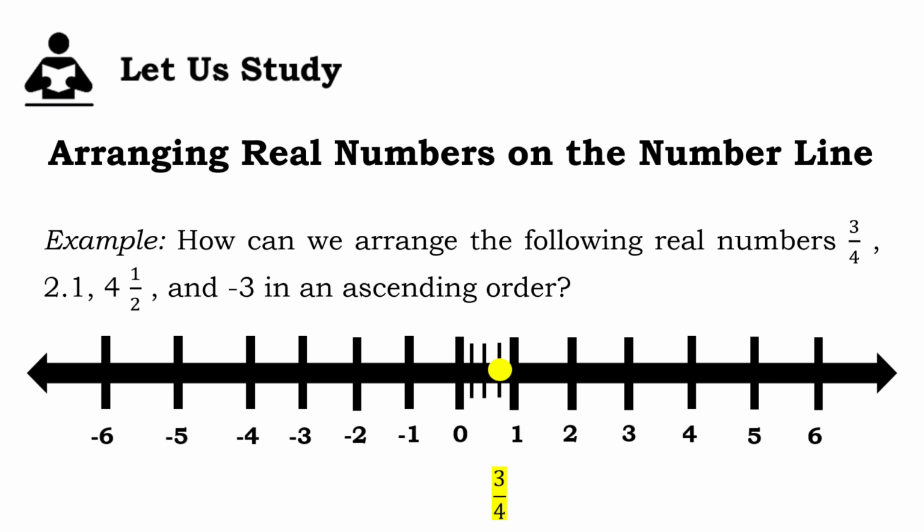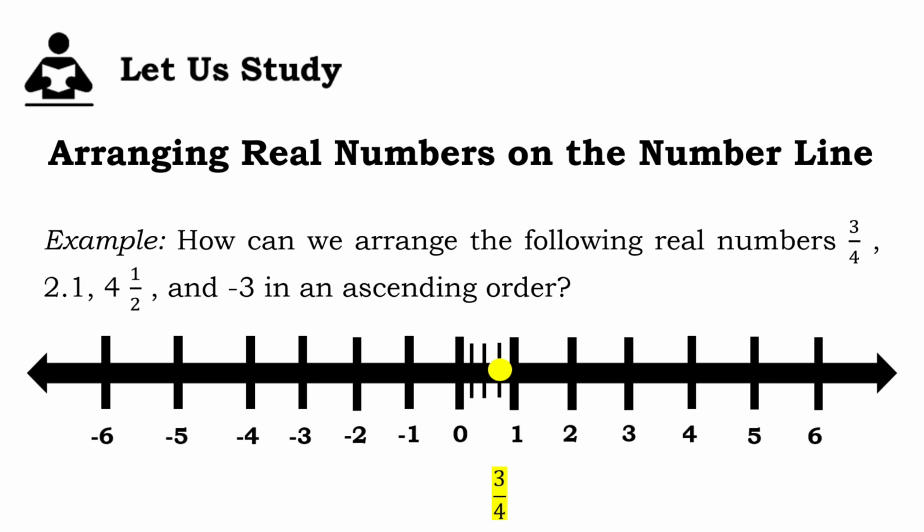But before that, we need to make sure that it's really located at 3/4. So we need to divide the space into 4 equal parts since our denominator is 4. And we'll just count 1, 2, and 3. Then right there, we have 3/4. As you can see in our illustration, the color yellow.